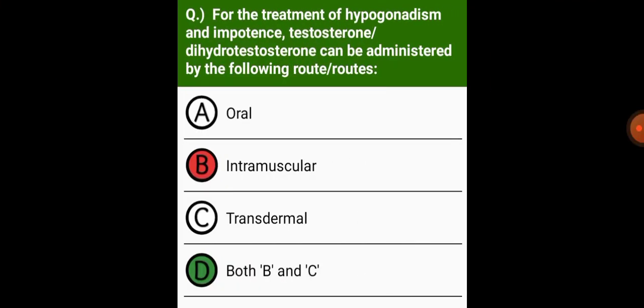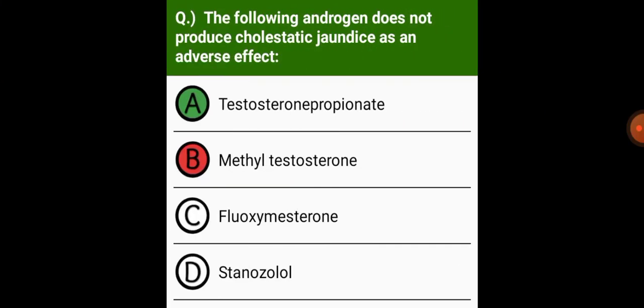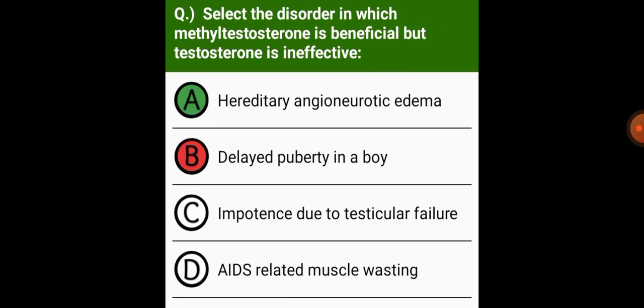For the treatment of hypogonadism and impotence, testosterone or dihydrotestosterone can be administered by the following route: both intramuscular and intradermal. The following androgen does not produce cholestatic jaundice as an adverse effect: testosterone propionate. Select the disorder in which methyl testosterone is beneficial but testosterone is ineffective.